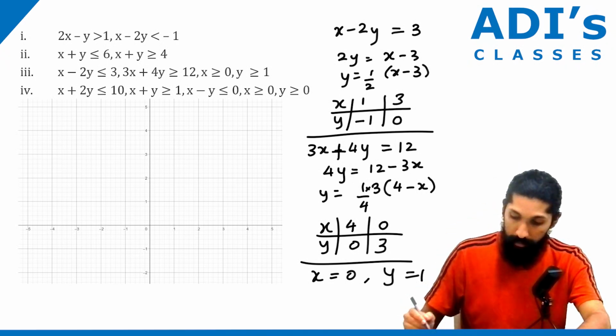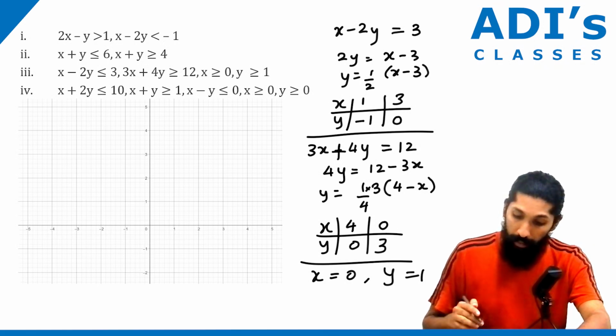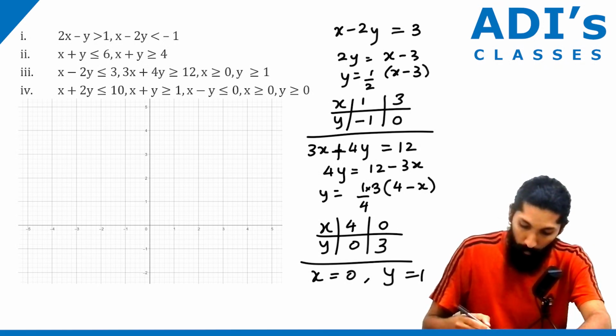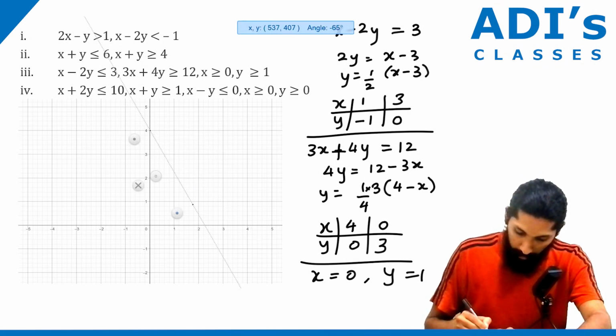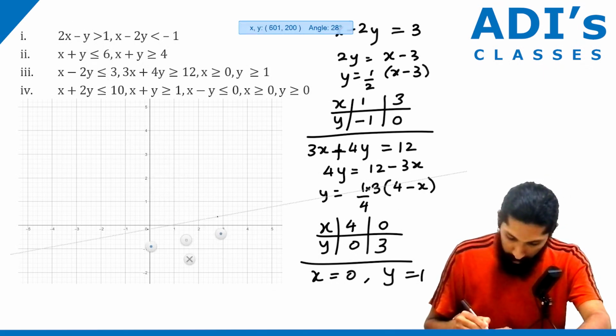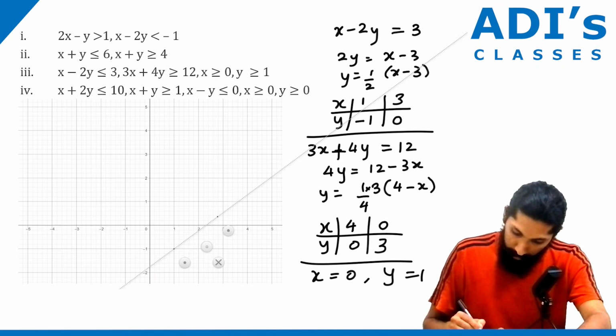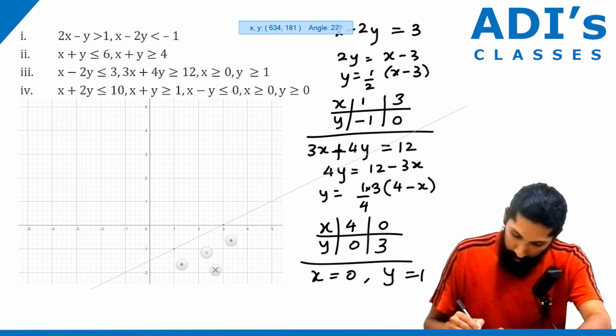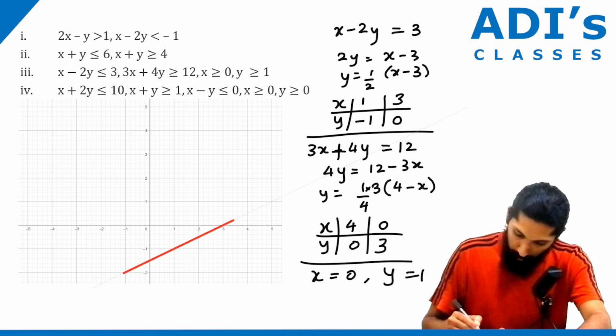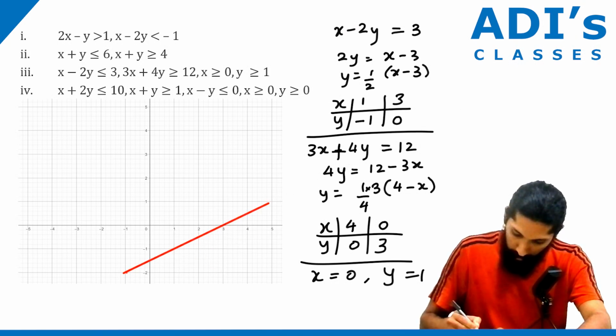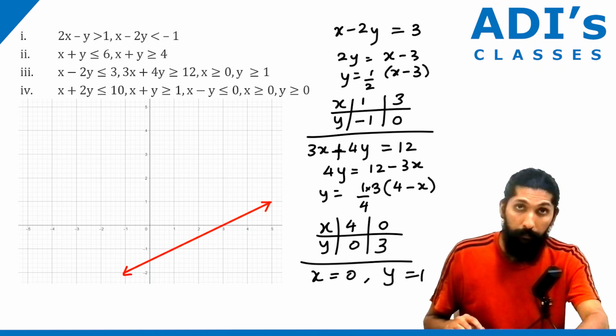Now for the first one, let's start from the first one. When x is 1, y is minus 1. So this is the first point. Next one is when x is 3, y is 0. This is the first equation or the first line.